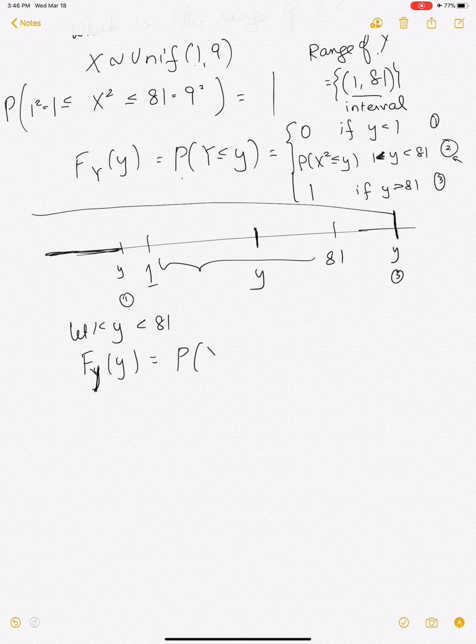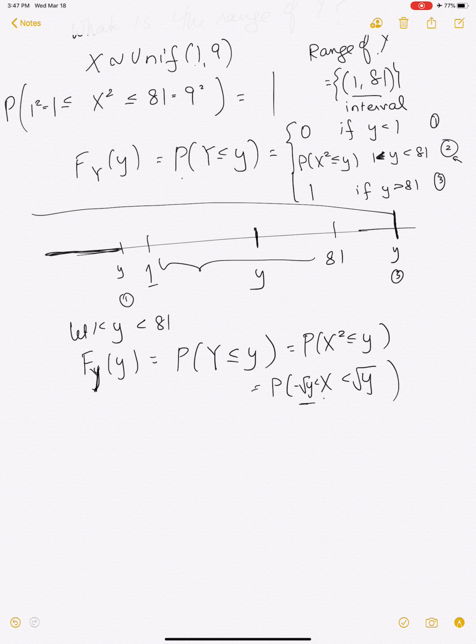That's the probability that the random variable Y is less than or equal to little y. That's the probability that X squared is less than or equal to little y. Well, what do you have? If X squared is less than or equal to y, what do you normally say? Normally you would say that X is between square root y and negative square root y, right? Okay, but X is never negative.